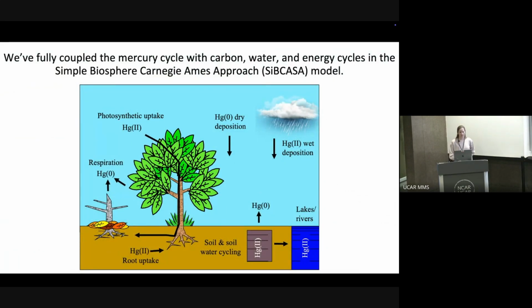So we have now fully coupled the mercury cycle with the carbon, water, and energy cycles in SUBCASA. For those who aren't familiar, it's the Simple Biosphere Carnegie-Ames-Stanford Approach model. It was developed in the mid-90s and has progressed over the years. Here I'm showing the key processes of mercury fluxes that I've included in SUBCASA, and again, a lot of the same ones that you see for carbon. So I have photosynthetic uptake, respiration, root uptake, soil and water cycling processes, wet and dry deposition, and then runoff to lakes and rivers.